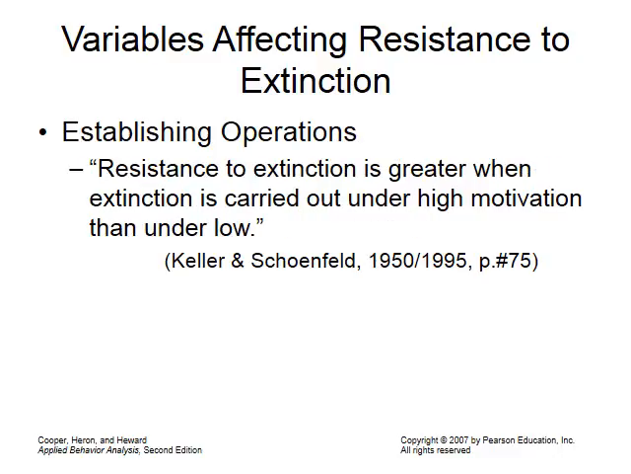So resistance to extinction is greater when extinction is carried out under high motivation than under low motivation. So if a student is hungry and you're going to be withholding food for a target behavior, that's going to make extinction a much more effective intervention at that point in time, because the student actually wants that food.